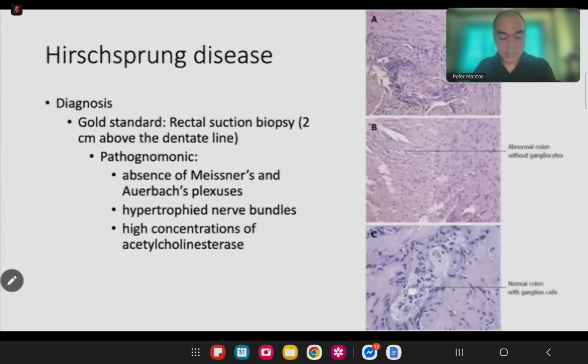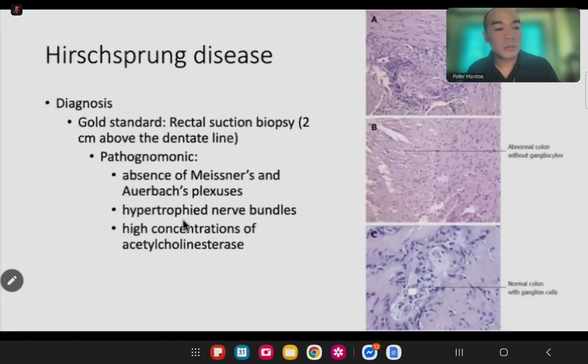So for diagnosis, of course, have the patient undergo biopsy, rectal suction biopsy. As you can see in this image, you would see that there's absence of ganglion cells. This one in letter A, this is a normal colon with ganglion cells. Letter B, wala, there's no presence of these ganglion cells.